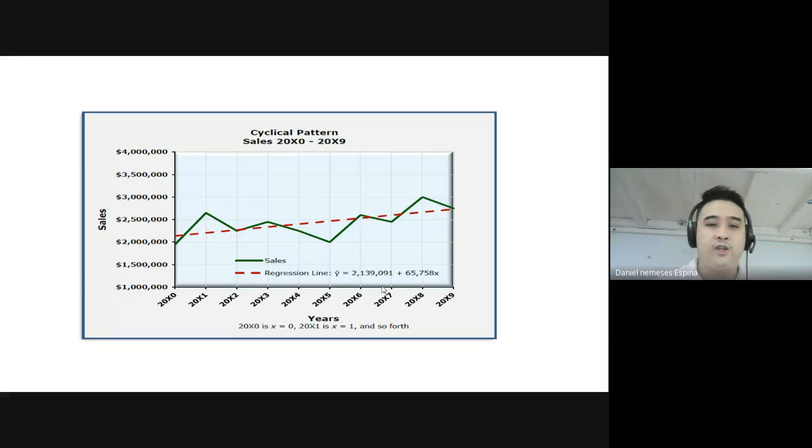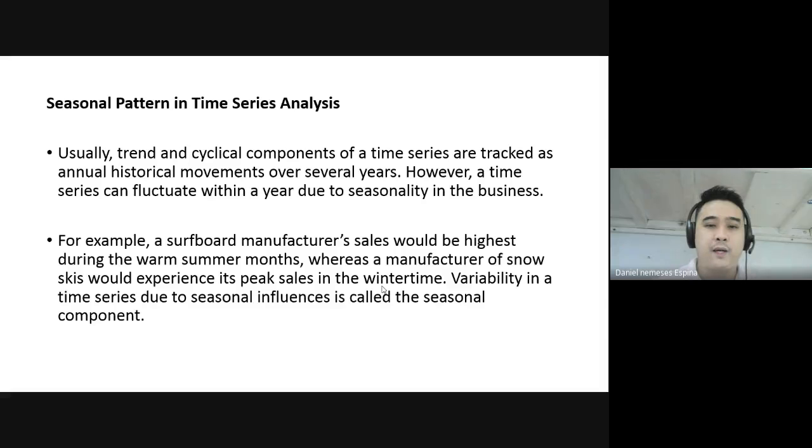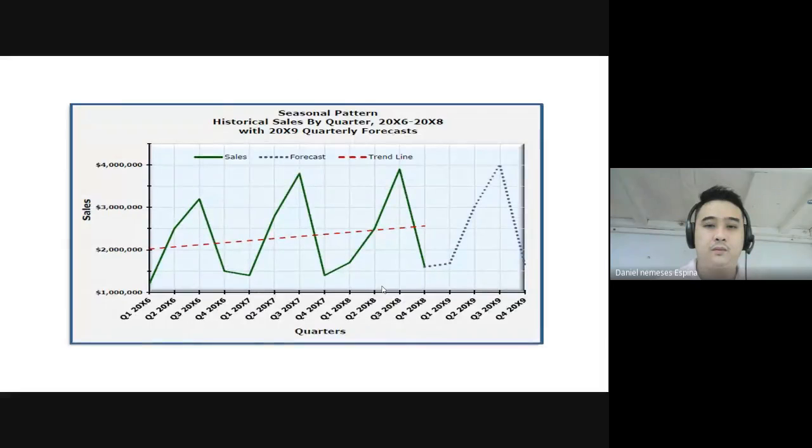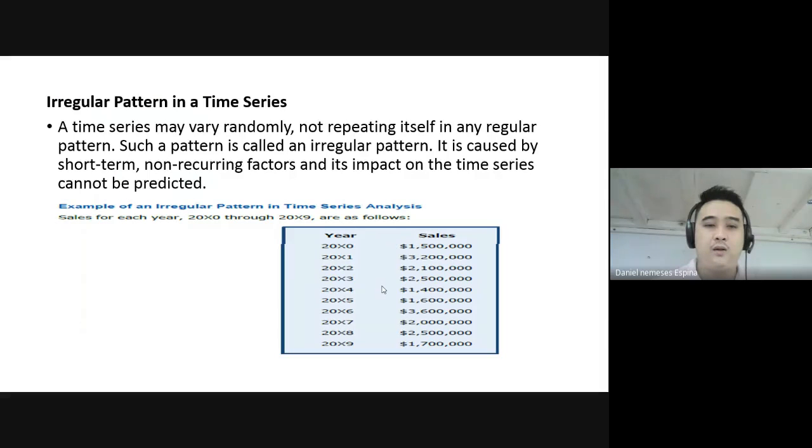Cyclical pattern. Even though you can come up with a regression line, if the pattern is cyclical, you cannot use it as a predictor. The regression line cannot be used as a predictor. Same with the seasonal pattern. And obviously, with the irregular pattern, you cannot come up with a regression.